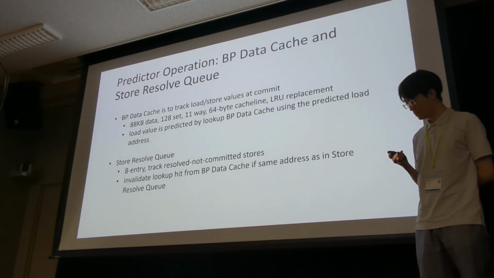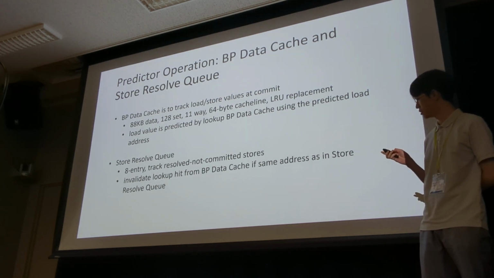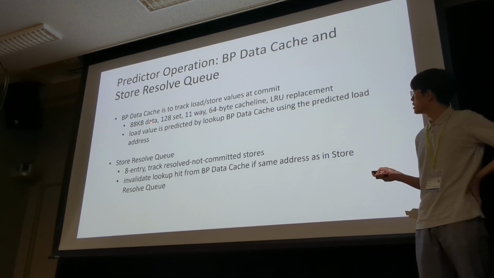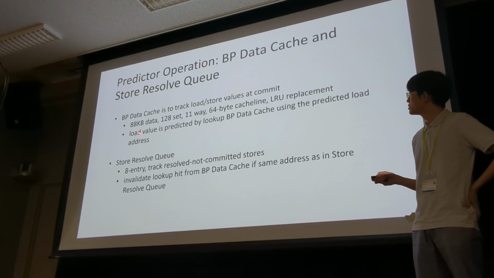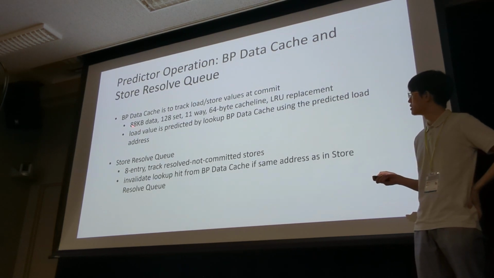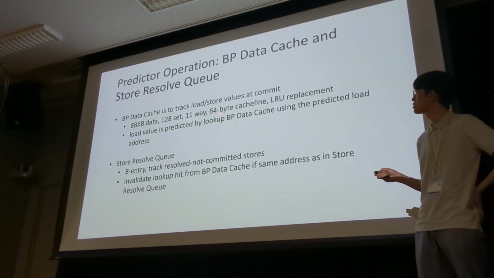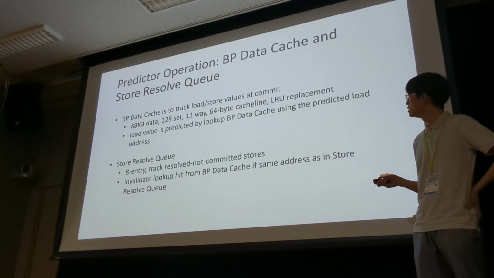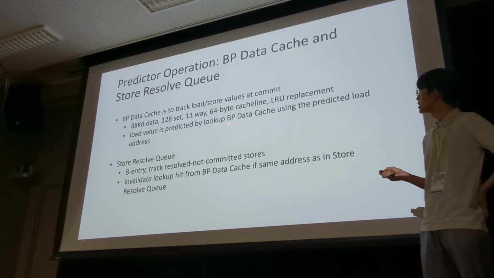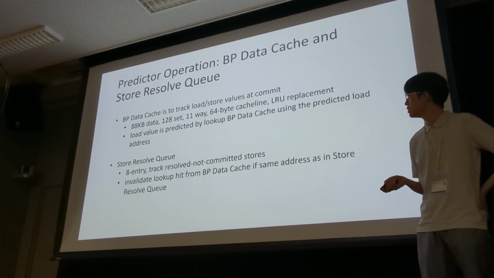So to predict the load value using the load address, there is a BB data cache to track load and store values at commit. It can contain 88 kilobytes of data with 128 sets and 11 ways. The cache line size is 64 bytes, with an LRU replacement policy. To predict the load value, we can look up the BB data cache using the predicted load address.